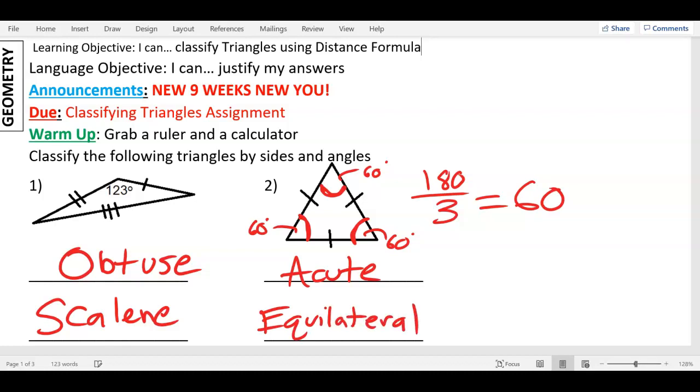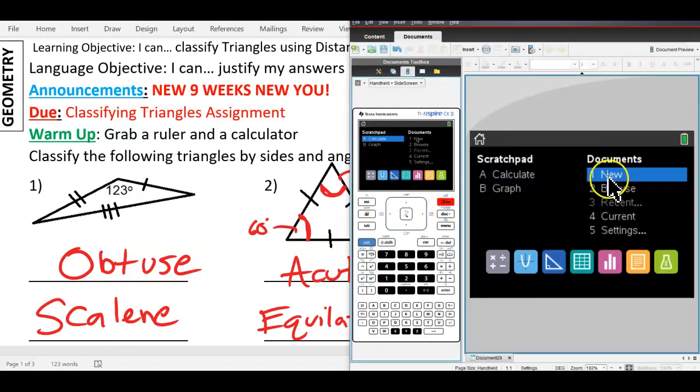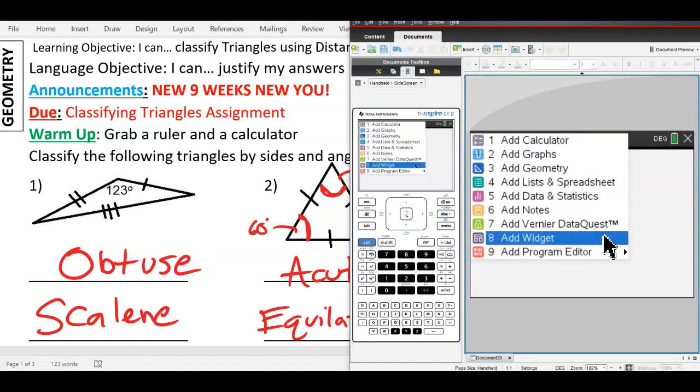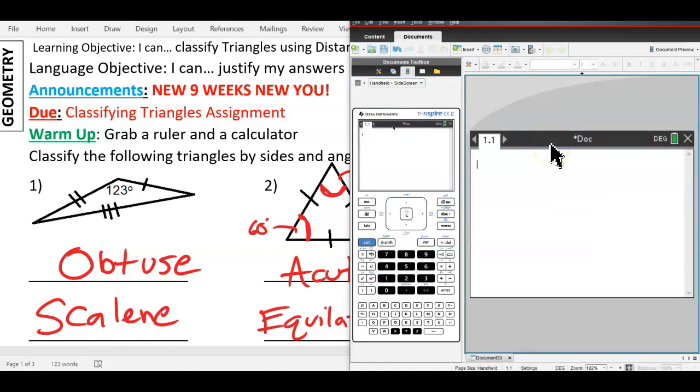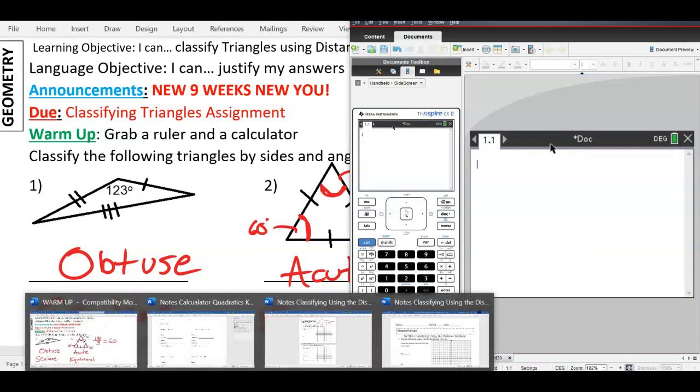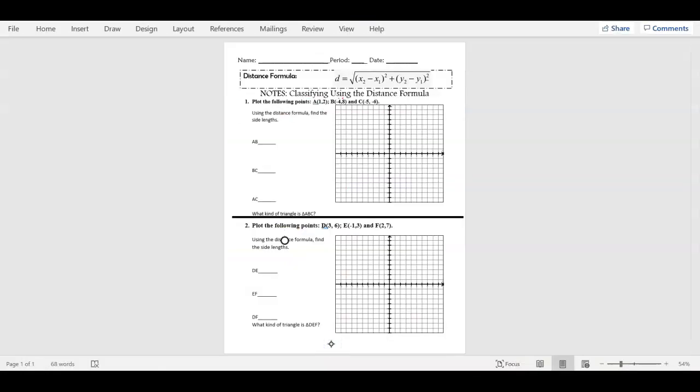Okay. Cool. Now we're going to do these notes. If you didn't already grab a calculator, you need to do that. And if you did not grab a ruler, you're going to need a ruler. You're going to be typing stuff with me today because we are using the distance formula. So let me pull this up here.